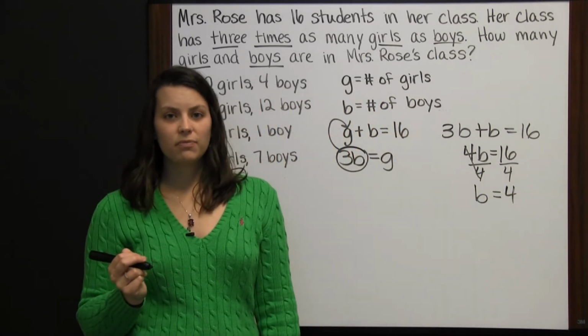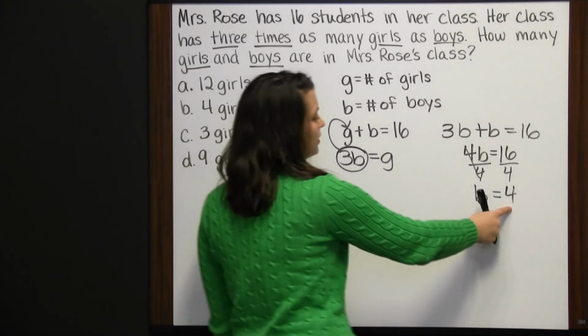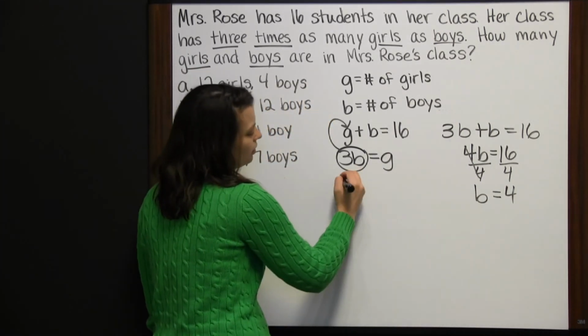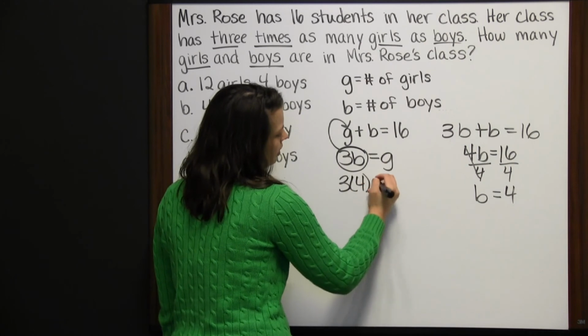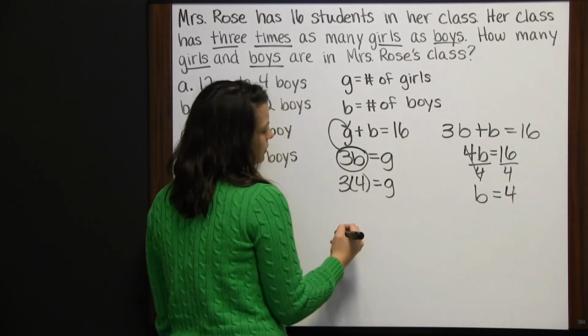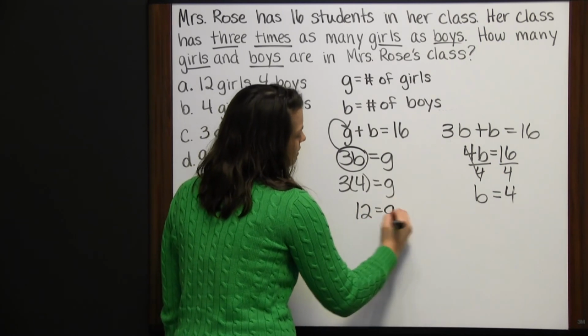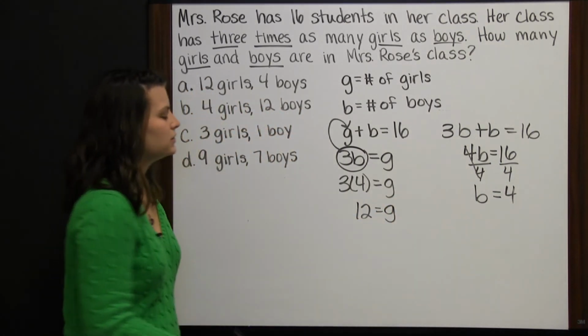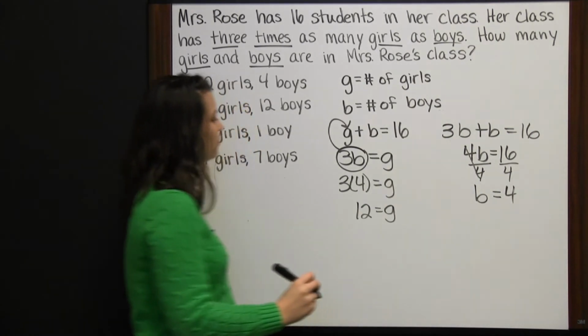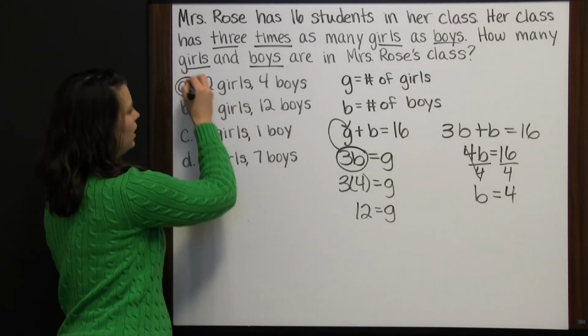Once we've found the number of boys, we can substitute that value back in for b. 3 times 4 is equal to the number of girls. 3 times 4 is 12, and 12 then is the number of girls. So there are 12 girls and 4 boys. Answer A.